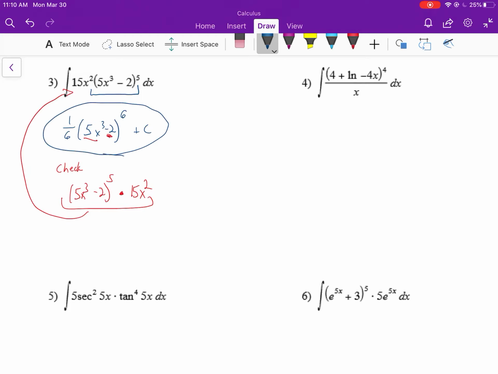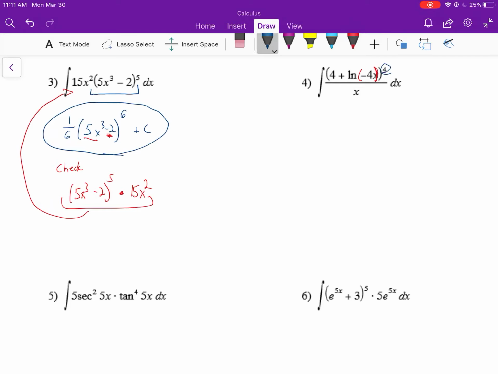Moving on to number 4. Again, we want to look for the main function, and just to clarify, this program kind of does this funny. This negative 4x is within the natural log. Didn't mean to cross out the x there, but that's negative 4x inside there.